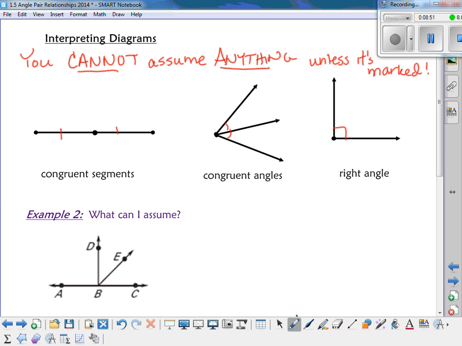So if I look at example 2, I'm given a figure, what can I assume? Well, I look at it and I can say A, B, and C are collinear. That's something I can assume because it's shown in the figure. What I'd like you to do is pause this video and see if you can make a list of all the things that you think you can assume about this figure.